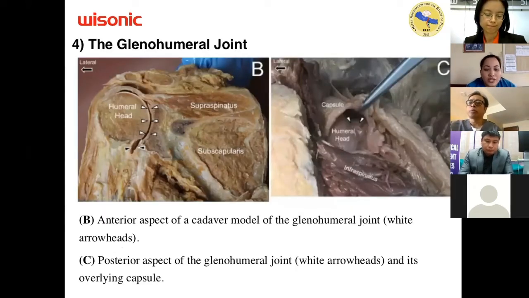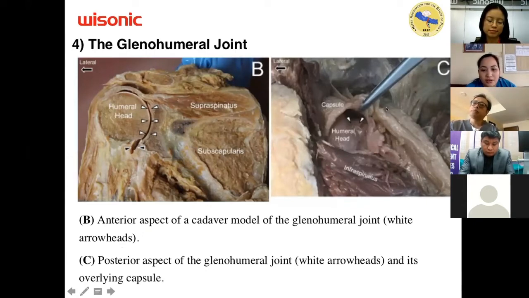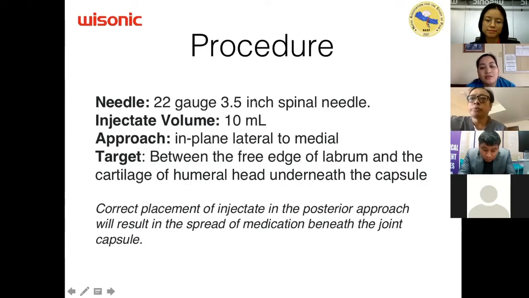Talking about the glenohumeral joint, this is the anterior aspect of a cadaver model of the glenohumeral joint. You can also inject through the anterior approach. And this is the posterior aspect of the glenohumeral joint, which is the most commonly preferred approach to inject inside the glenohumeral joint. I prefer a 22 gauge spinal needle, 3.5 inch, for this procedure. My injected volume would range from 8 to 12 ml. The approach would be an in-plane lateral to medial approach.